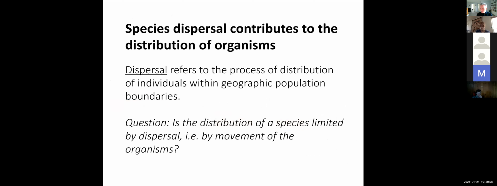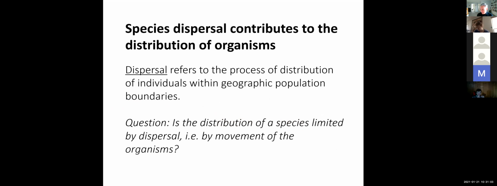So species dispersal contributes to the distribution of organisms, right? When we're talking about species dispersal, we're talking about species moving around in the environment and not just staying in one location. Dispersal refers to the process of distribution of individuals within geographic population boundaries. So how are those individuals moving around in that environment?